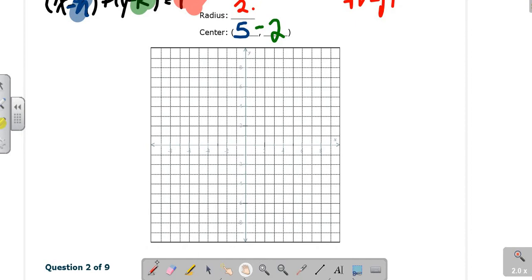So your center would look like this. 1, 2, 3, 4, 5, down 2. There's your center. 1, 2, 3. It's only a radius of 2. 1, 2, 1, 2, 1, 2.